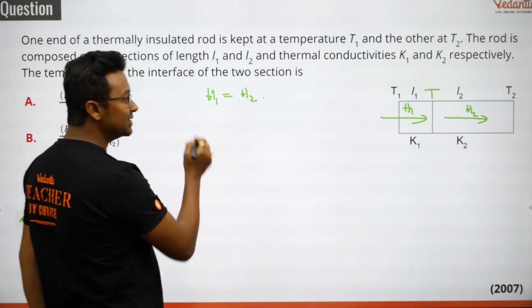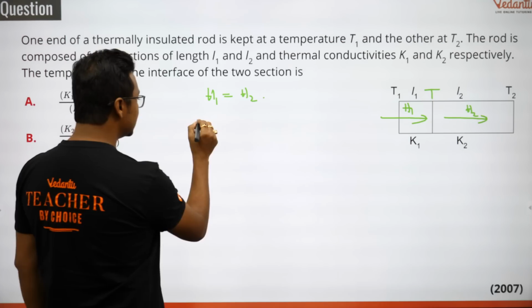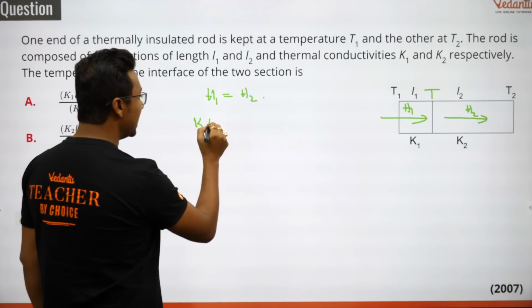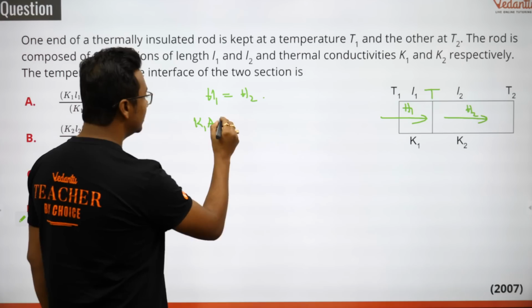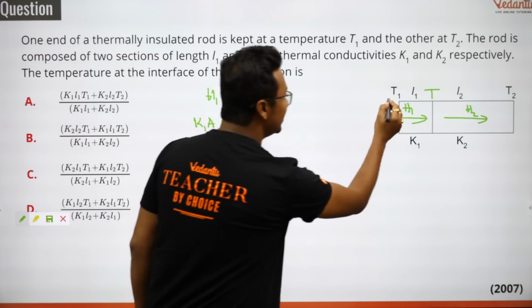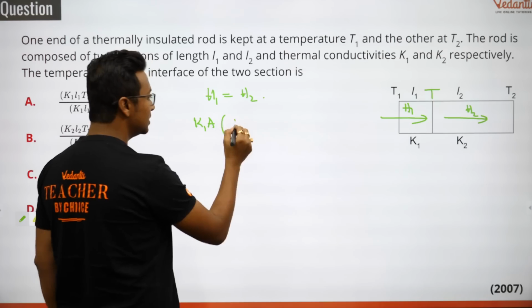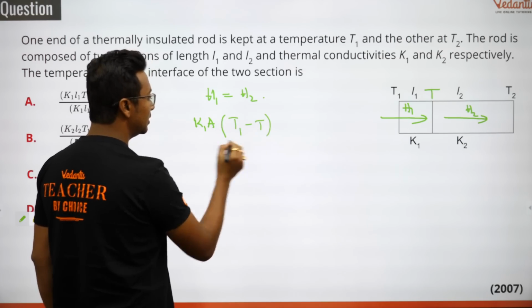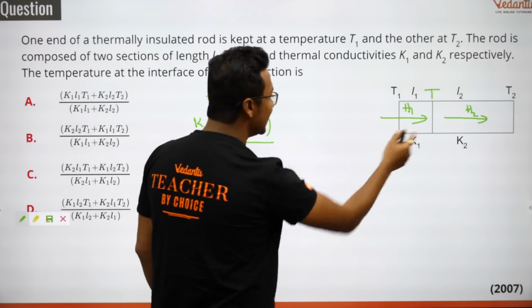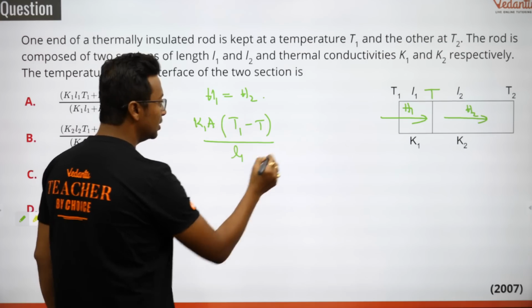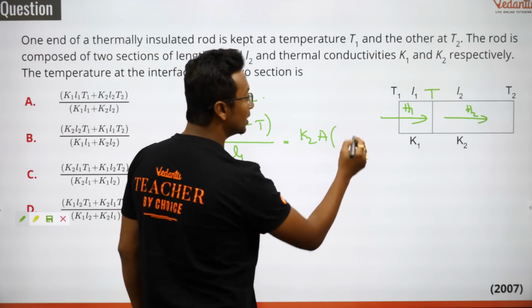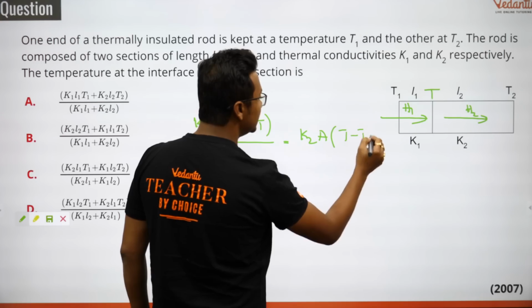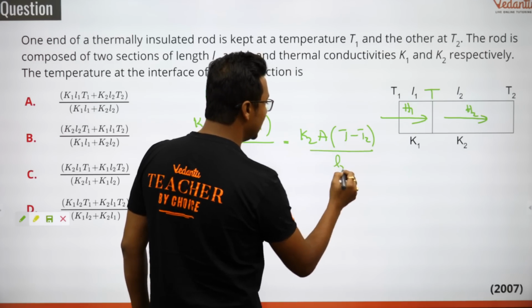How? So what is going to be my H1, my dear students? K1 A, what is the temperature difference across here? T1 minus T, divided by its length L1, should be equal to K2 into A, T minus T2, divided by L2.